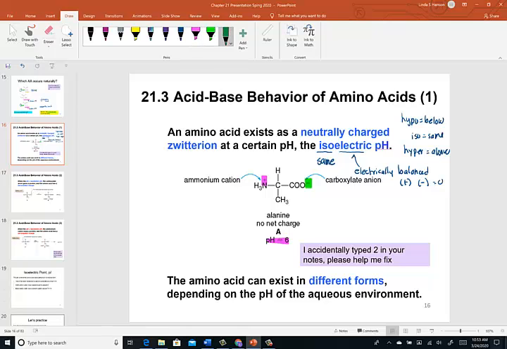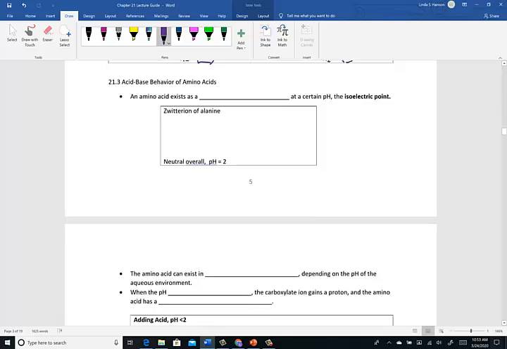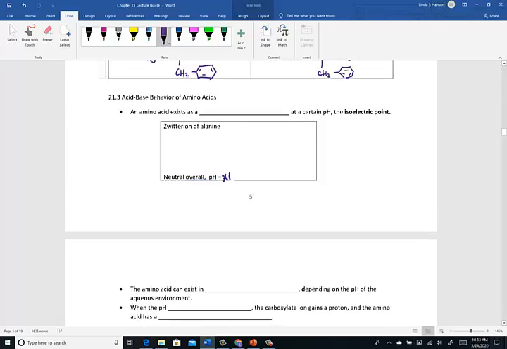And I need your help in your notepad repairing this. Do you see where I accidentally typed a 2 in this box for you? Can you please help change that to a 6? Do you see where I'm looking? Down here, this should say pH of 6.